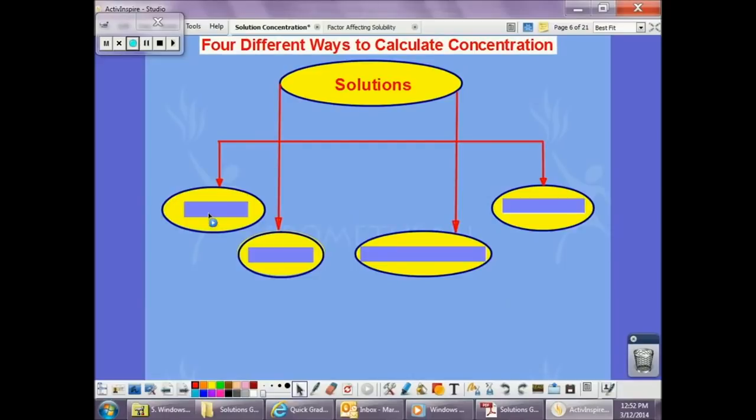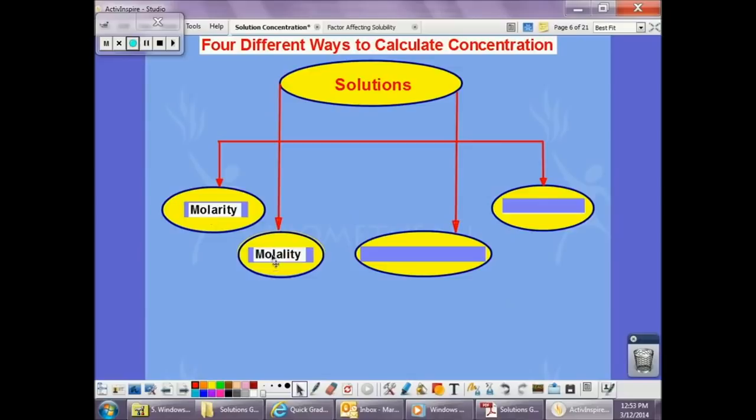Okay, let's start with the first one. The first one is molarity with an R. Molarity is a measurement of the moles of solute per liter solution. The symbol for molarity is big M. The unit for molarity is big M. I need for you to really take note of that. Big M is the unit. Big M is the symbol for molarity.